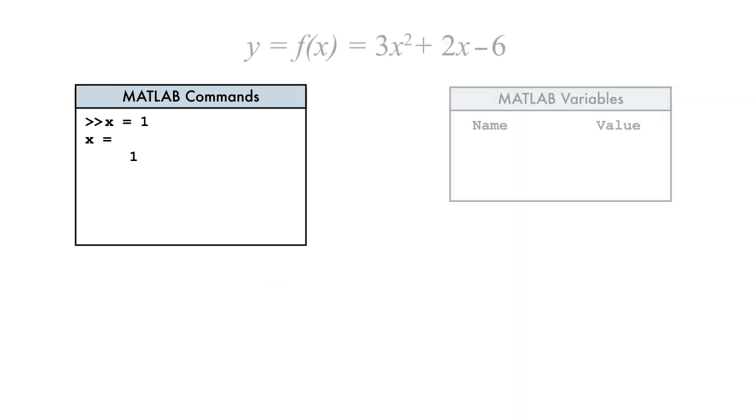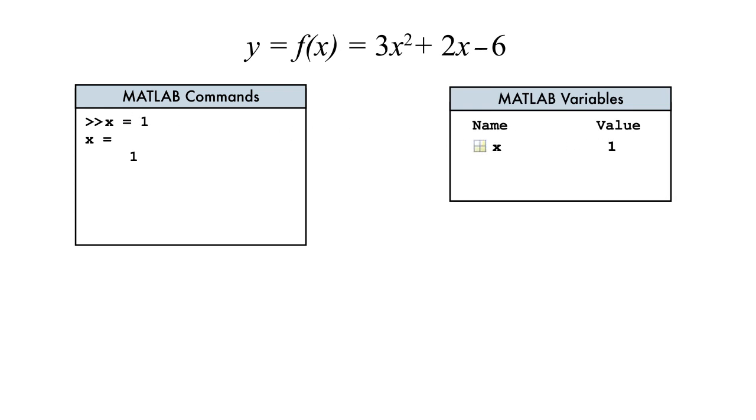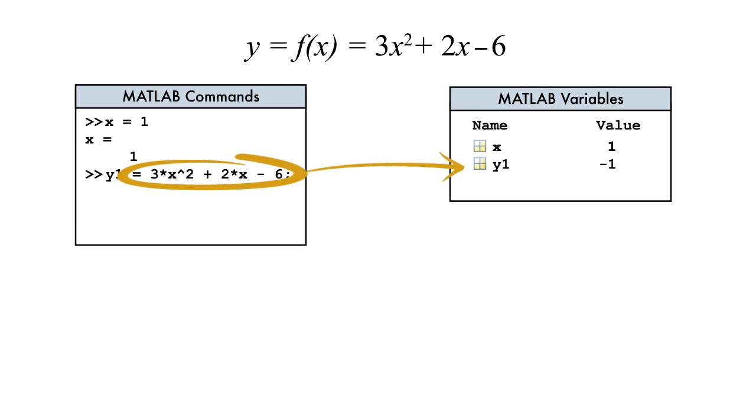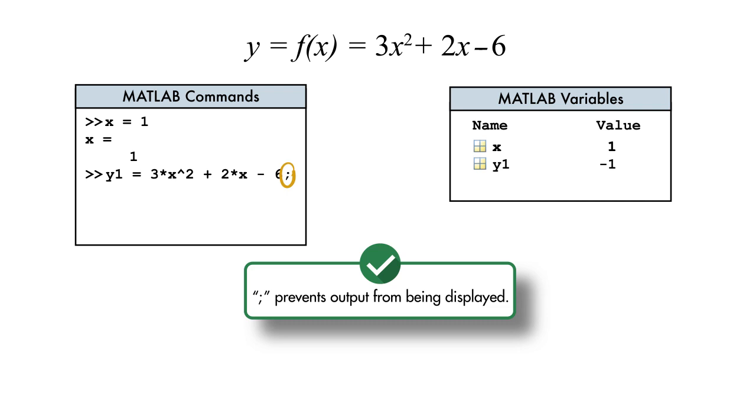Now, back to that expression we need to evaluate. Variables are useful because they're stored in memory, so let's create a new variable, y1, using the existing variable x. The expression to the right of the assignment operator is evaluated using the current value of x. Then the result is assigned to the variable. Notice that y1 is in memory, but the result was not displayed. That's because we ended the statement with a semicolon, which prevents output from being shown.